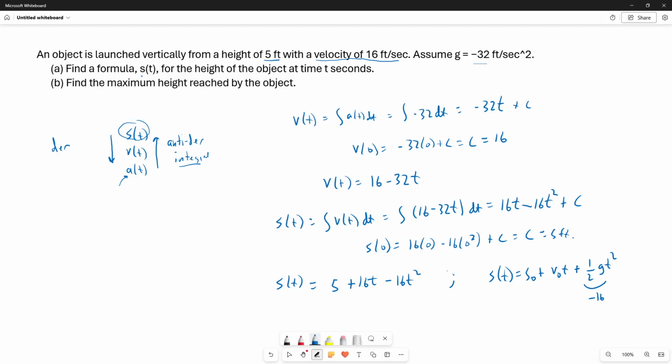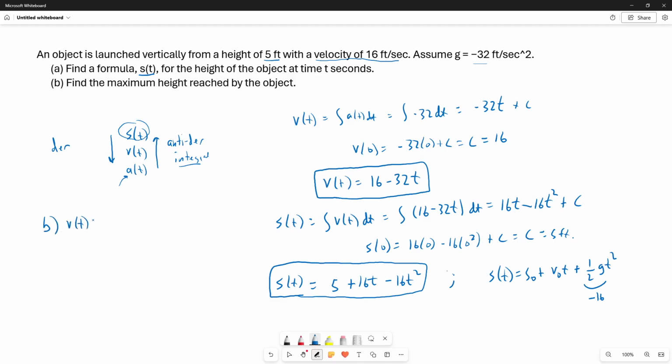Okay, so we found the formula for s of t. There it is. Now we want the maximum height reached by the object. The maximum height occurs when the velocity is 0. So for part B, we will solve the equation velocity equals 0. So 16 minus 32t is equal to 0. t is half a second.